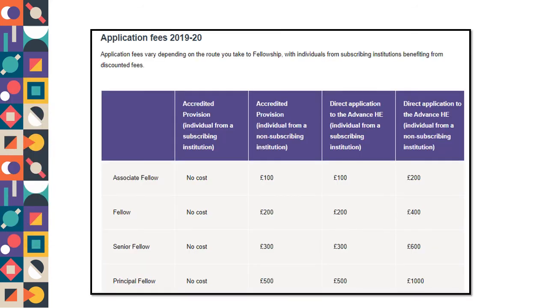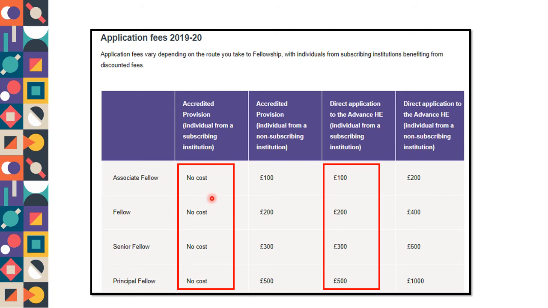This is the chart or the table that shows the fees for these different categories of fellowship. Out of these 4 columns, these are the 2 that concern us, because our university is a subscribed institution in Advanced HE. If you are applying to the fellowship after registering in an accredited program, you will not pay any fee. But if you apply directly, you will pay these fees. But as I mentioned, the program itself is a paid one.